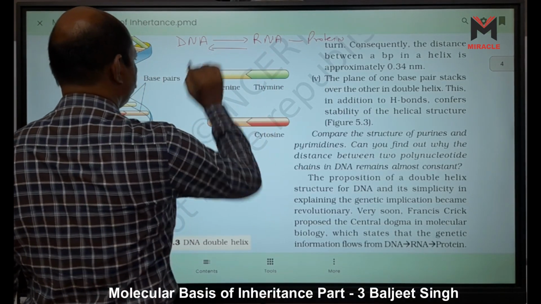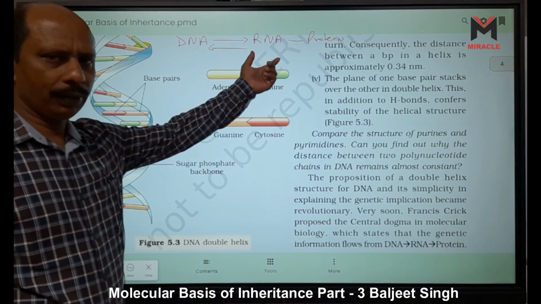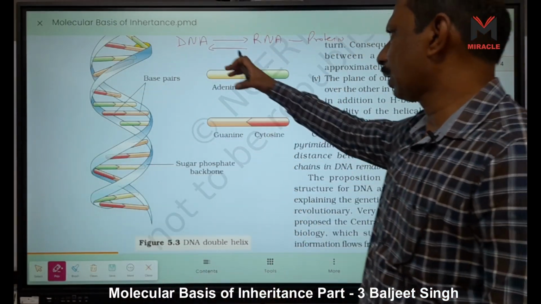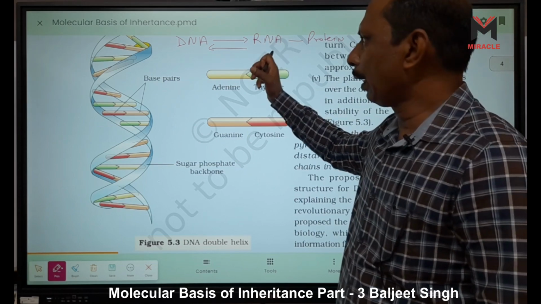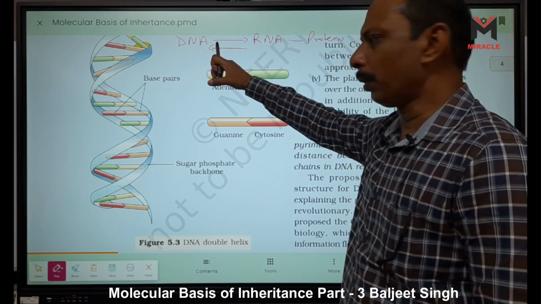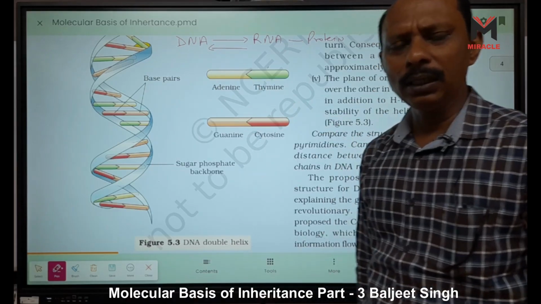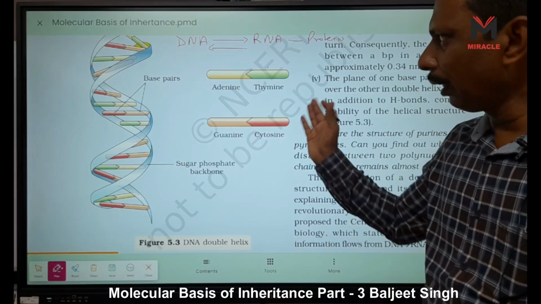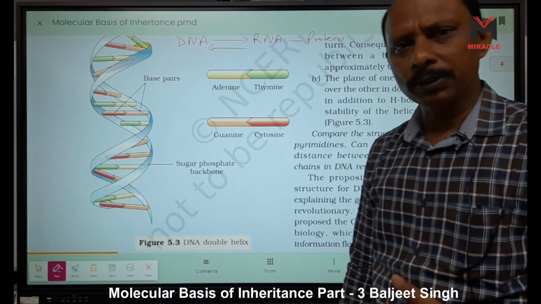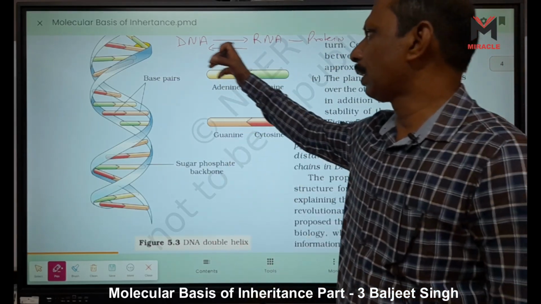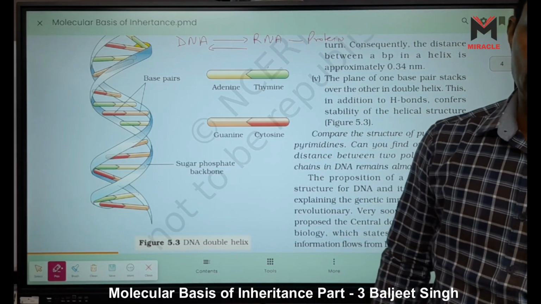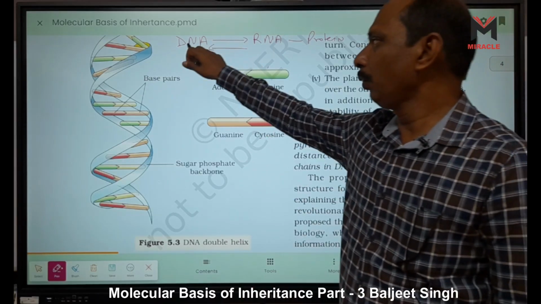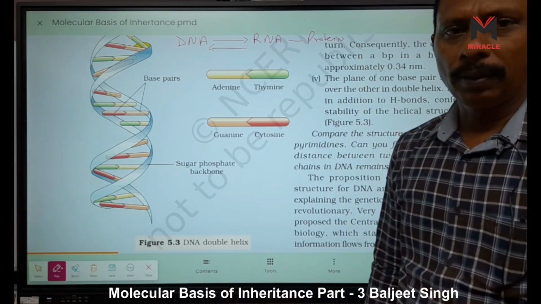RNA forms DNA, right? When RNA forms DNA, this transcription is called reverse transcription. Reverse transcription, because here RNA is just opposite to the central dogma. It is just opposite transcription. What is transcription? Transcription means formation of messenger RNA through DNA. But when RNA forms DNA, it is also transcription, but it is reverse transcription because its direction is just opposite of transcription, right?